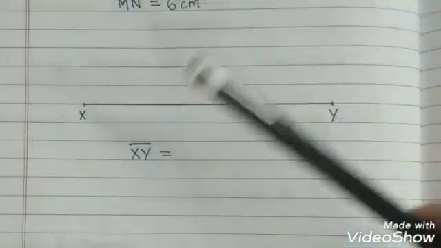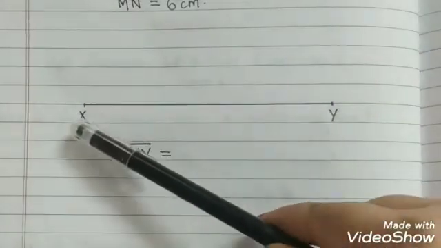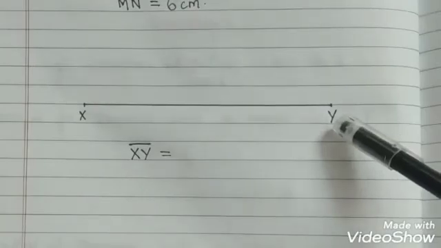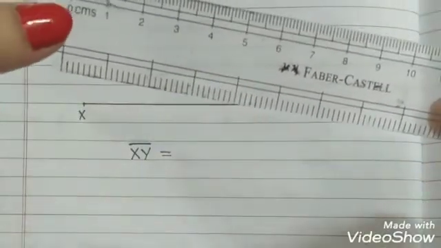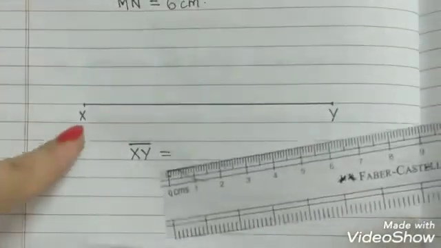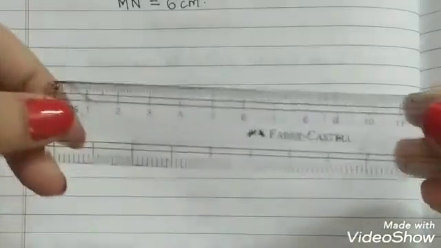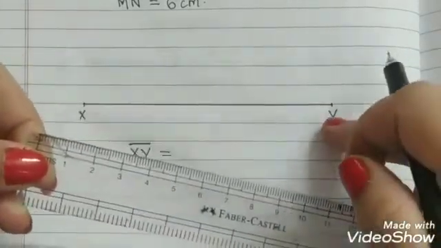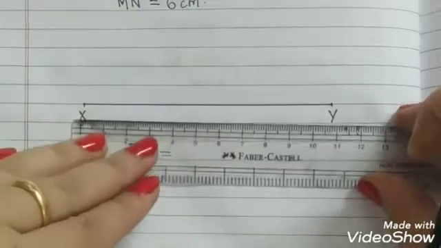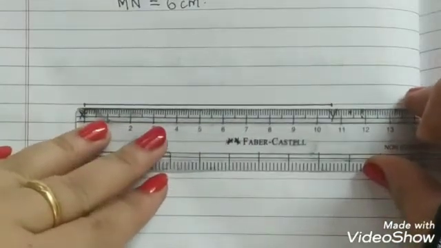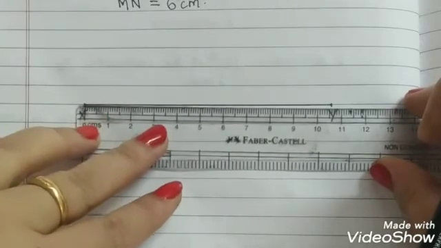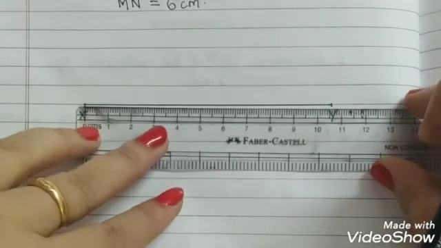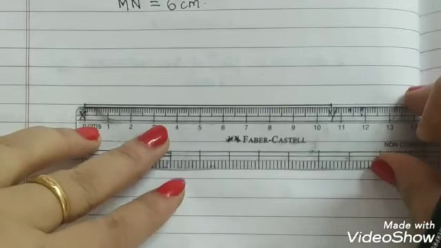Let's take another example. Measure the length of line segment XY. For this, again, we will keep the point 0 of the scale on point X and we will count forward till 15 for point Y. Where it coincides will be the length of the line segment. So I am placing 0 here on X and Y is here.